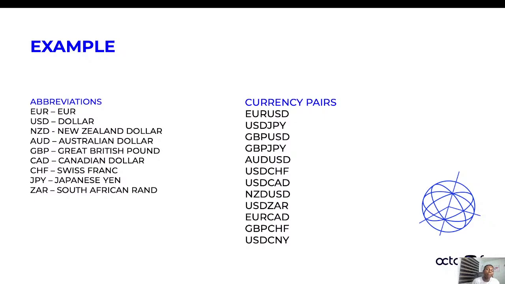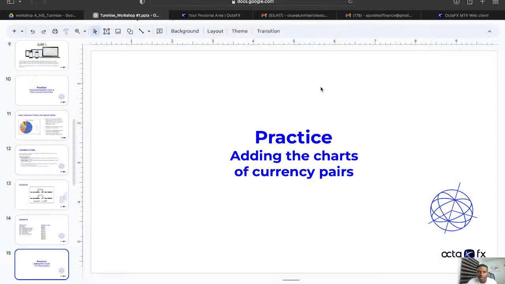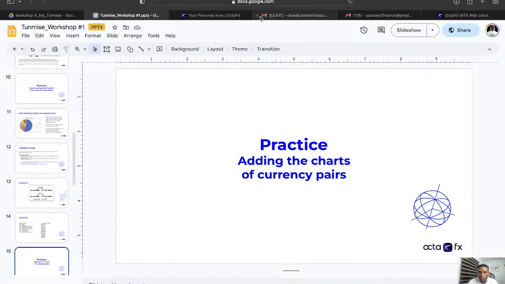Currencies are paired. We have Euro USD, USD JPY, GBP USD, GBP JPY, AUD USD, USD CAD, NZD USD, and a lot more. So practice adding the chart of the currency pair. So here it is now. Let's add the chart to this currency pair.